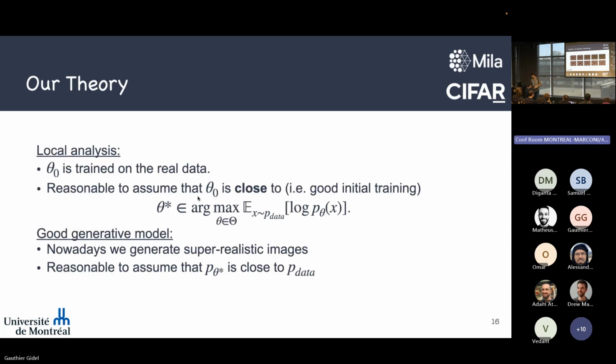Thanks, Yanis. Cool. So the theory we try to propose is a local analysis for stability. So the idea is that we are in this regime of a pre-trained model.